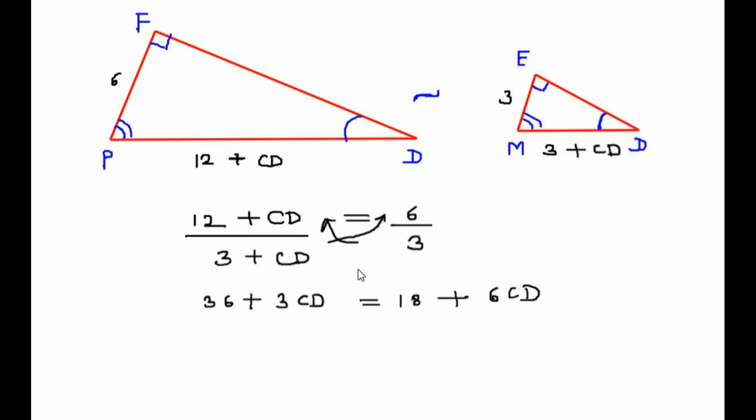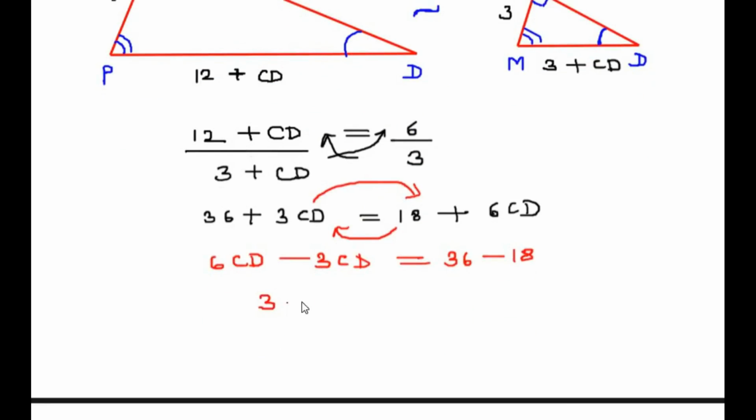Now rearranging, let us take the like terms on one side, that is CD on one side and the numbers on the other side. So we take 6 CD minus 3 CD goes on the other side and it becomes minus. So minus 3 CD is equal to, if CD is going on this side, let us take 18 on the side of the equal to sign. We get 36 minus 18. So here 6 minus 3 gives us 3 times CD is equal to 36 minus 18 gives us 18. And the value of CD is equal to 18 divided by 3, which is nothing but 6. So we got the value of CD as 6.